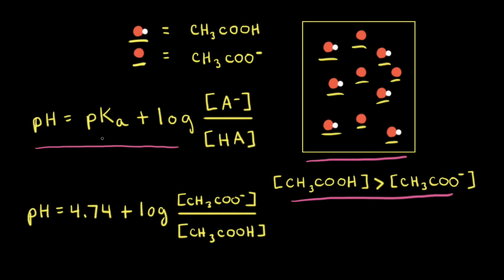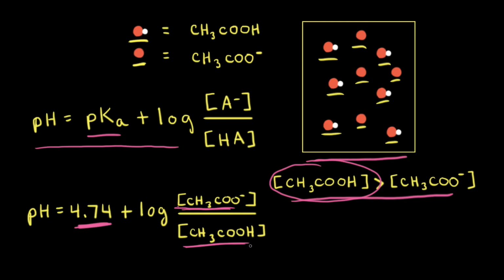We can use the Henderson-Hasselbalch equation to think about the pH of this buffer solution. So the pH is equal to the pKa, which we calculated in the previous problem for acetic acid, 4.74 at 25 degrees Celsius, plus the log of the concentration of the acetate anion divided by the concentration of acetic acid. In this case, the concentration of acetic acid is greater than the concentration of the acetate anion. Therefore, we have a smaller concentration divided by a larger concentration. So we have a number less than 1.